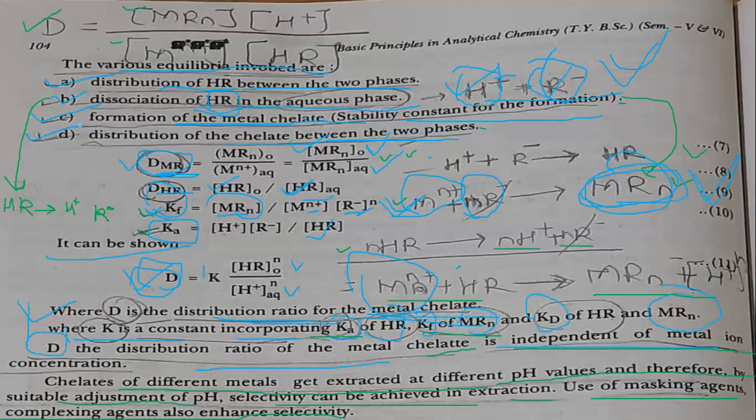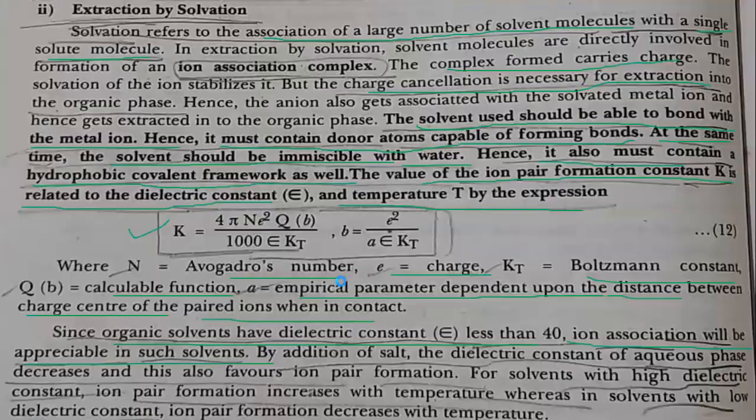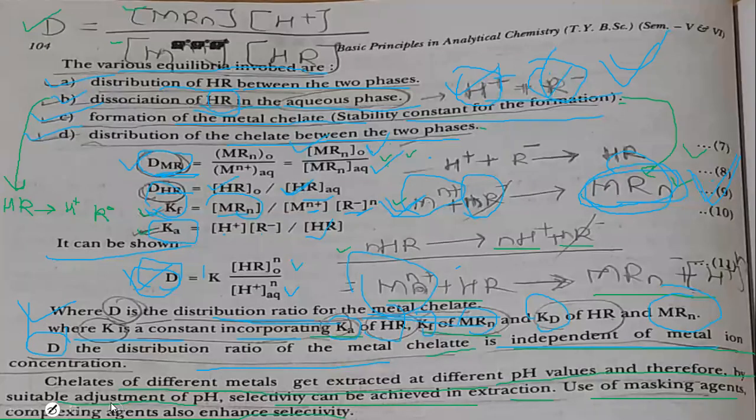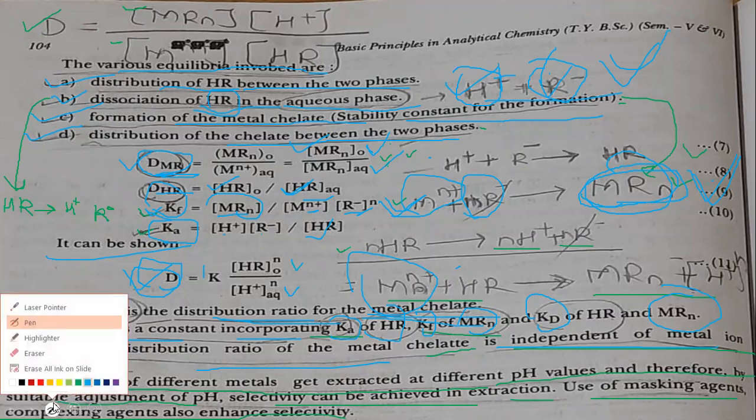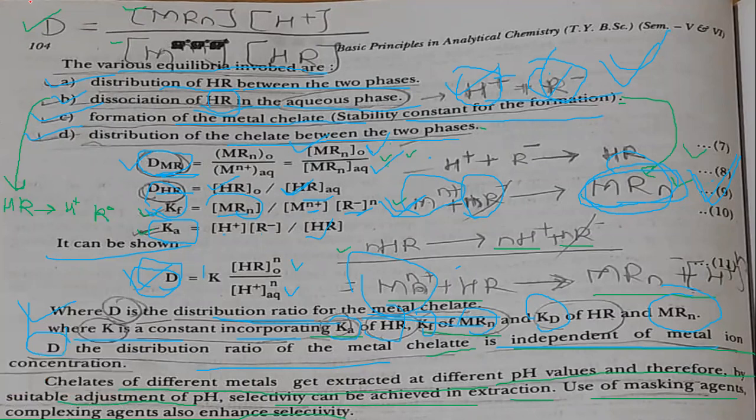I am repeating this slide again, the whole slide, because it seems to be somehow unclear. Next concept is extraction by solvation. See, now I am changing color. Wait. See here. What happens at the various equilibria? Distribution of HR between two phases.